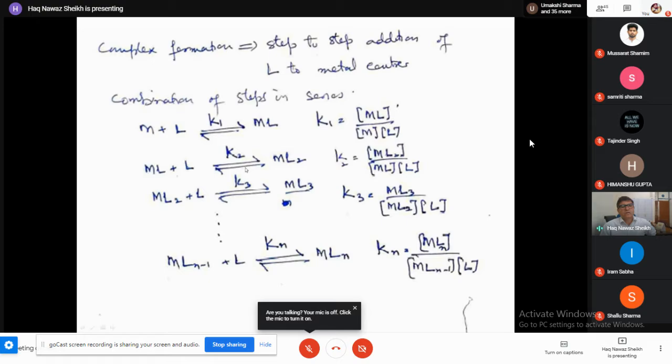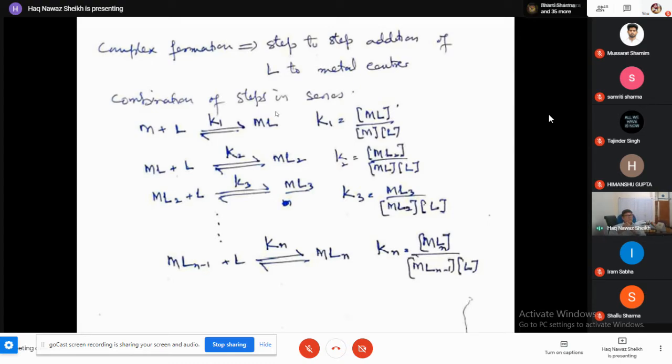What does the equilibrium constant of this third step tell you? Does it tell you to what extent ML3 is formed? No, because if I talk in absolute terms, what are the chances of the formation of ML3? ML3 formation includes the first step and second step also. To what extent the first step happens matters, because the second step is dependent on the first step, and the third step is dependent on the second step. The reactant in the third step is what is the product in the second step. Similarly, the reactant in the second step is what is the product in the first step.